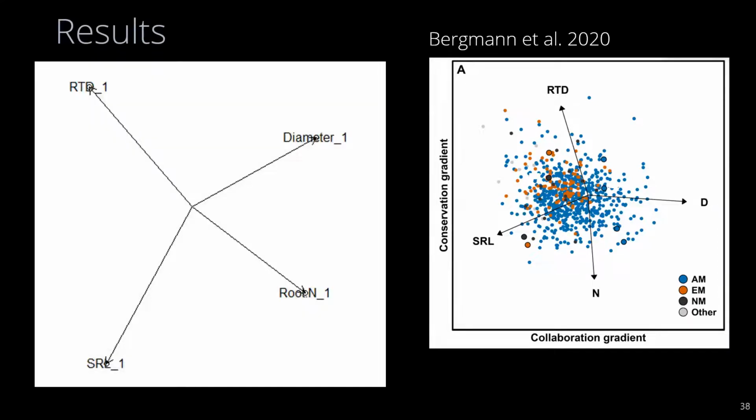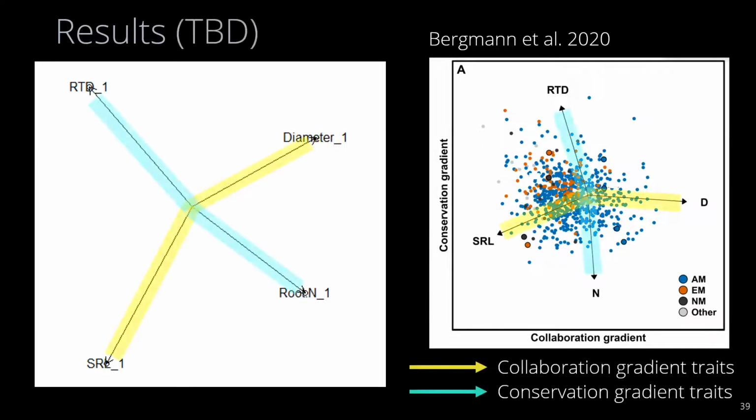And then this very kindergarten-like PCA that I'll show here, just trying to show the alignment of these traits. We see basically the same alignment. So I want to call out the 2 main gradients on the right. This is from the Bergmann et al. paper, showing first the collaboration gradient, specific root length, really partitioning apart from root diameter. And we see the same thing here. And then we have root nitrogen content forming an axis again with root tissue density, which we see here.